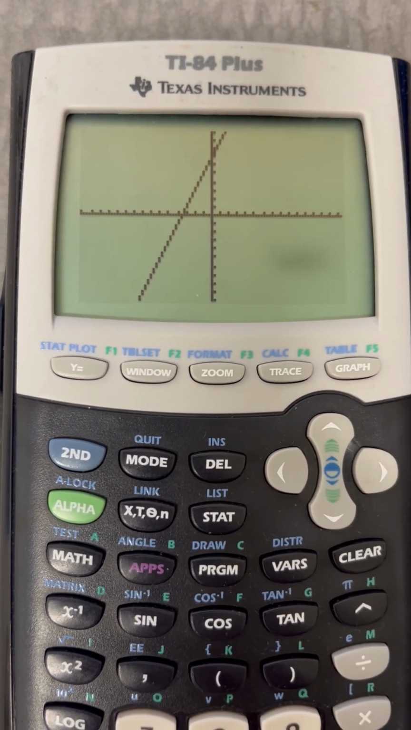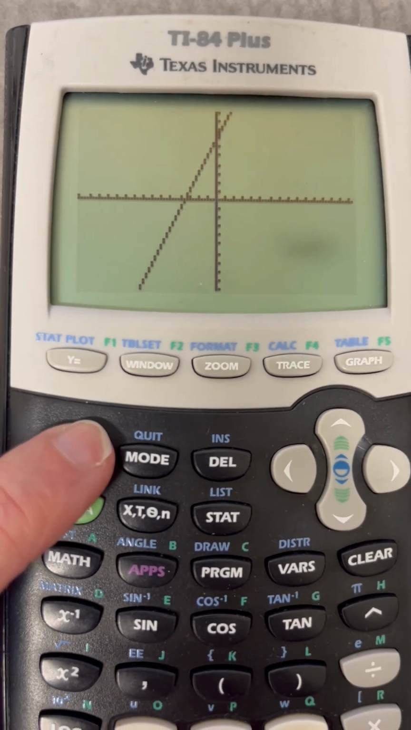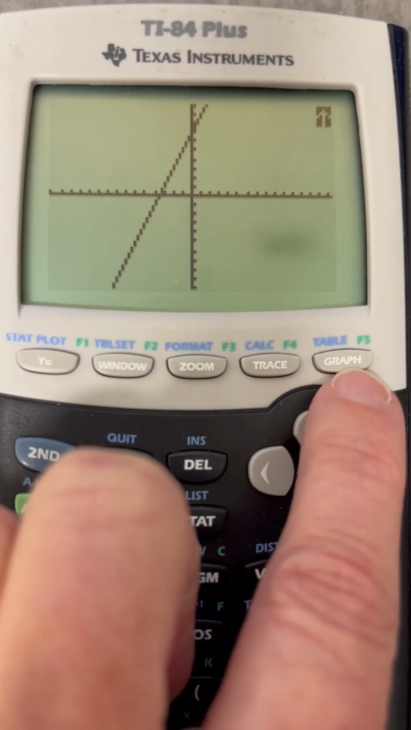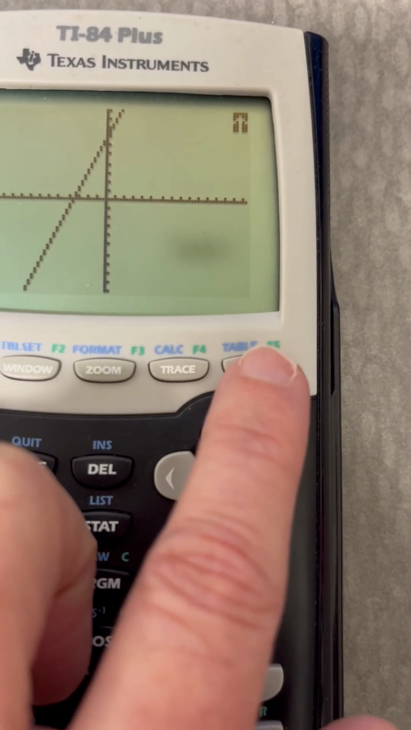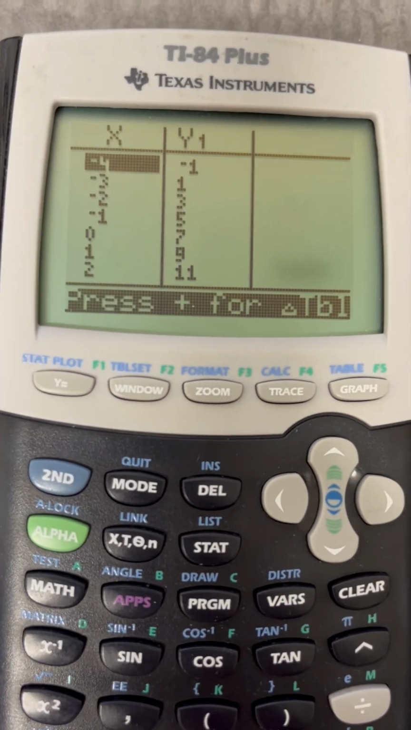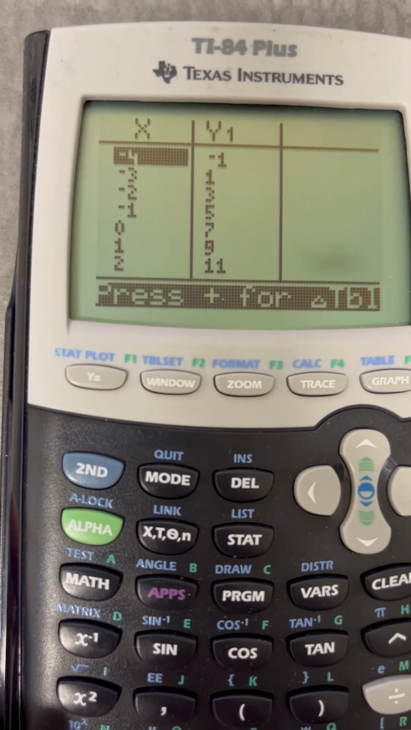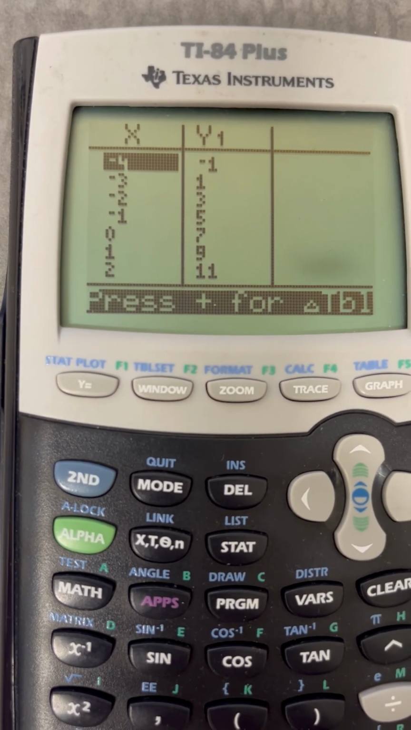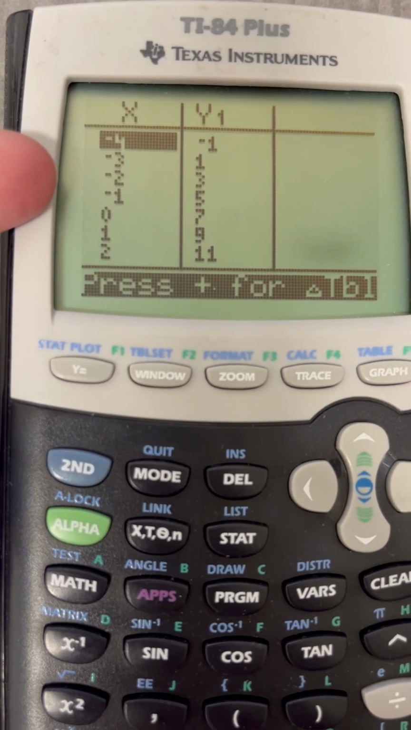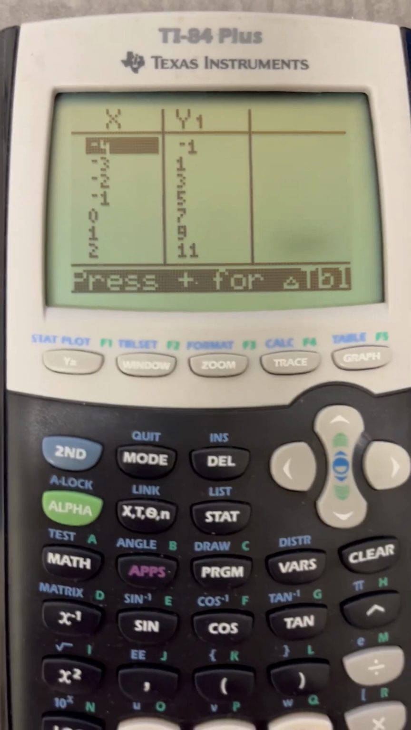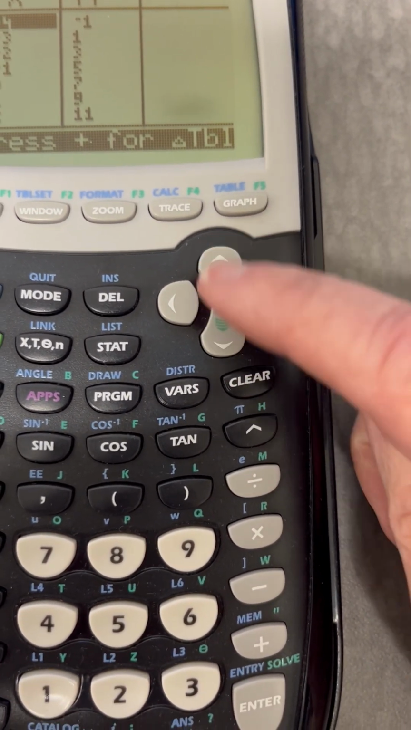If I'd like to see the table of X and Y values, I'm going to hit second, and I'm going to hit graph again, because if you notice, it says table right above it. So second graph, which is second table, and there's my X and Y chart. So I can see an unlimited number of X and Y values. This one actually starts at -4. It can start anywhere. And so you can scroll around in that just by using your cursor buttons over here, up and down.